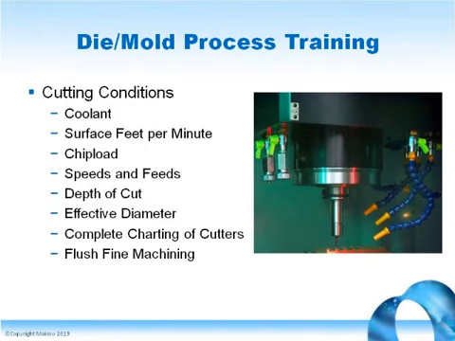Cutting conditions. During the class, we will look at the effects of using coolant, liquid, or air during cutting. We'll learn how to calculate surface feet per minute, chip load, speeds and feeds, depth of cut, effective diameter, complete charting of cutters. We will also learn about flush fine machining, which is a Makino patented machining process for material 40 to 60 HRC, patented in 1993.